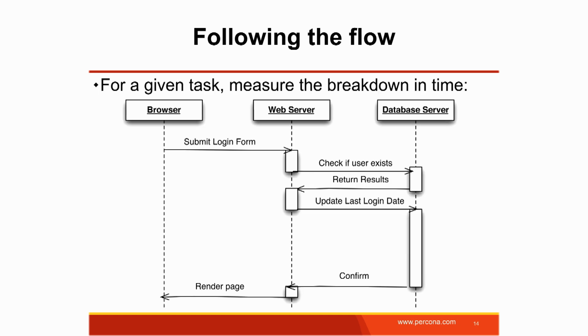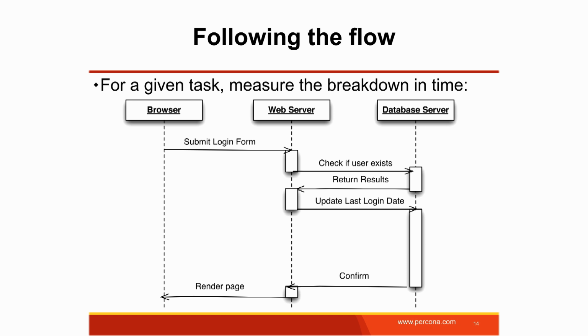And one way to represent this is by showing a flow like this. So you submit a login form, and that's the amount of time that it takes. So it's a sequence diagram. This only takes a small part. Checking if the user exists goes really fast. But somehow updating the last login date of a user seems to take a lot of time.